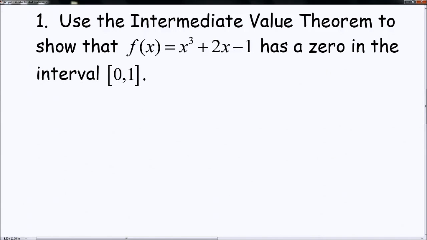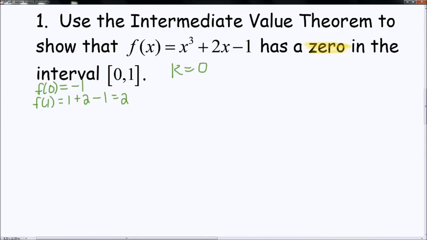In this case, I talk about has a 0. Well, that 0 is going to be my k. That's my y value. So right now we're looking for where k is equal to 0. So I want to prove that there's an x for the ordered pair. And so let's use the IVT, the intermediate value theorem, to show that 0 exists. So we're talking between 0 and 1, so let's find f of 0 and f of 1. F of 0 is going to be equal to negative 1. F of 1 is going to be equal to 1 plus 2 minus 1, which is 2.